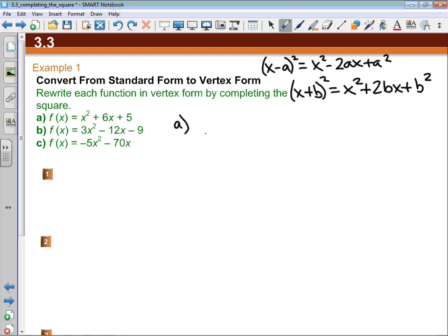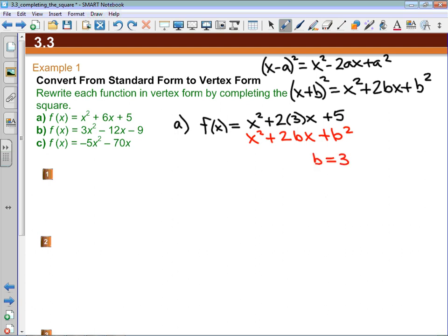So the first one right off the bat, and I'm going to do something that some students like, some students don't. I'm going to rewrite f of x as x squared plus 2 times 3 times x plus 5. And the reason I want to do that is because it's a little bit easier to see now how this matches with x squared plus 2bx plus b squared. And it is the concept that based on these two comparisons, we need to make sure that b is 3, which means that b squared has to be 9.